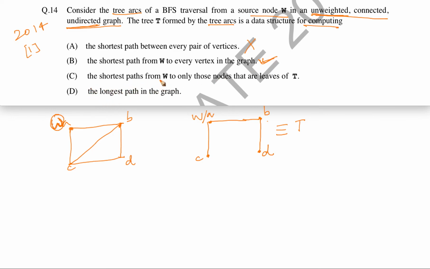The shortest path from W to only nodes that are leaves, that is not the case, because it is also giving the shortest path for B, as you can see, which is not a leaf. So this is also wrong. And the longest path in the graph is also wrong, obviously. So the correct answer is B, the shortest path from W to every vertex in the graph.